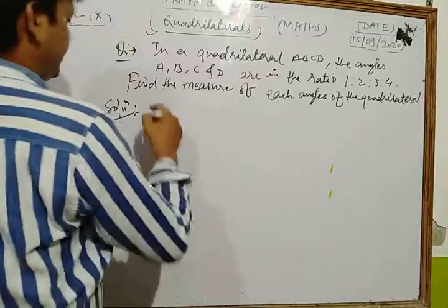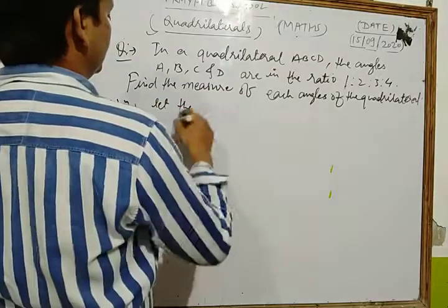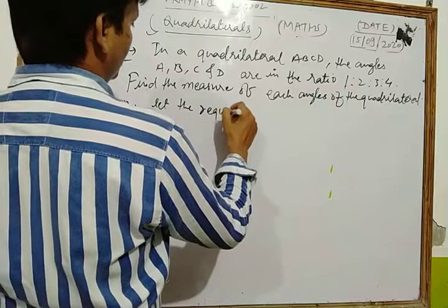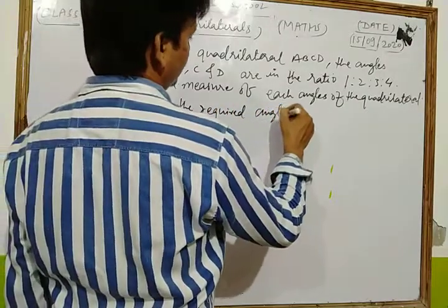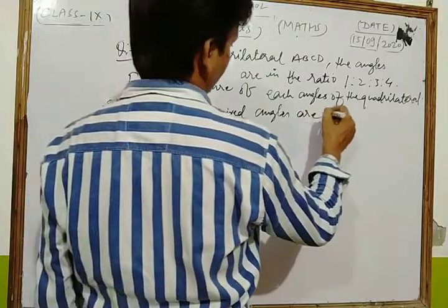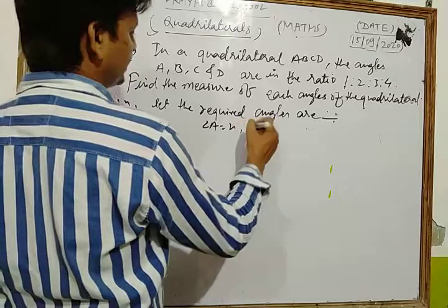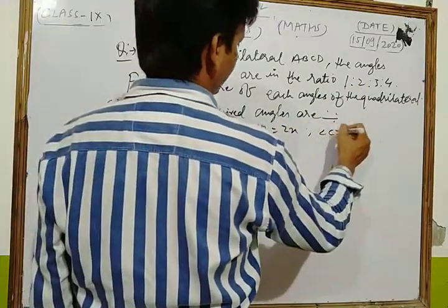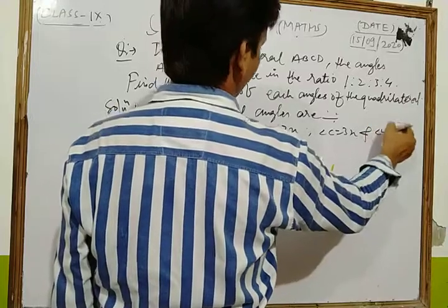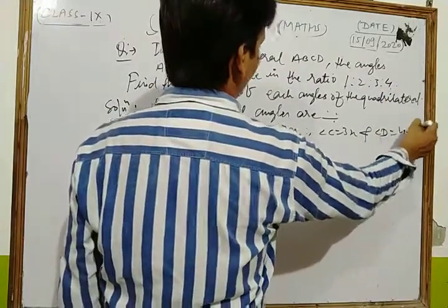First of all, dear students, let the required angles be: angle A is equal to x, angle B is equal to 2x, angle C is equal to 3x, and angle D is equal to 4x.